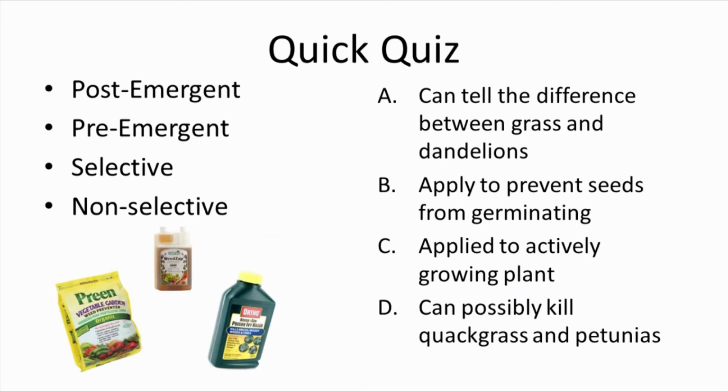So let's do another quiz. On the left are the products you can choose. On the right's the situation. So which of the products can tell the difference between grass and dandelions? That would be a selective herbicide.